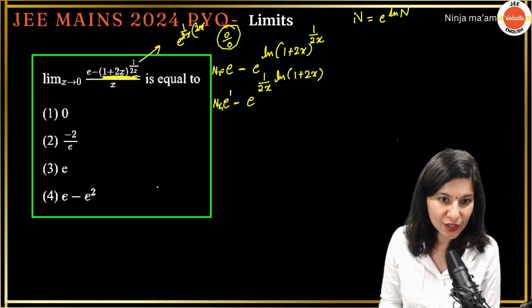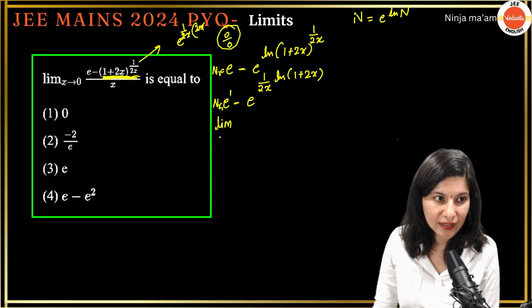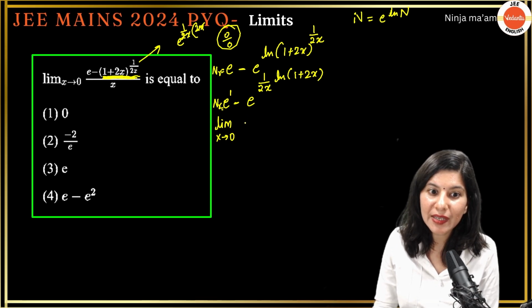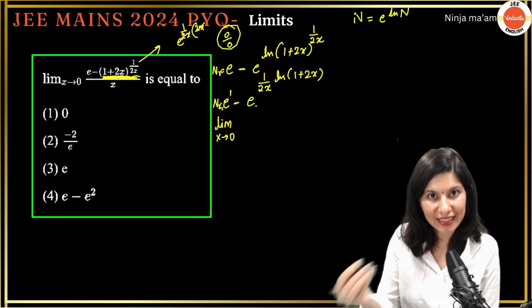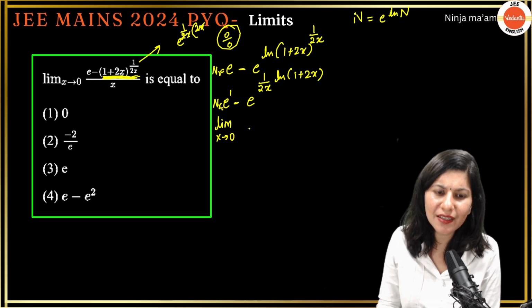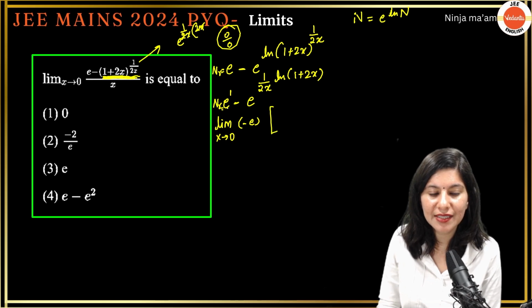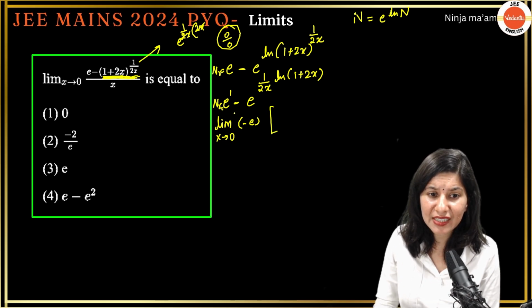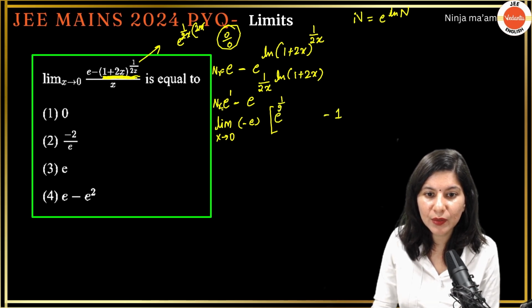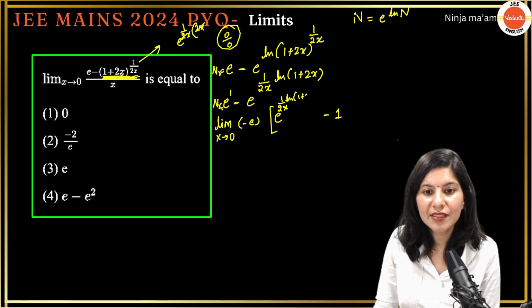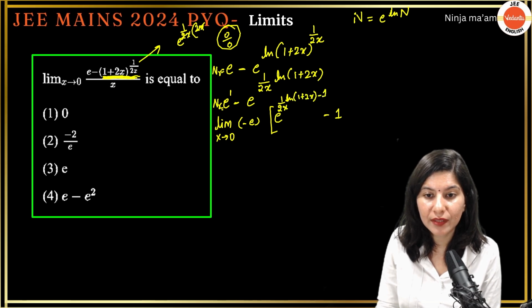So now your expression, let me just write down, limit x tends to 0, and then you are having e raised to power 1 minus this. So I am taking e common because the other thing is complicated. Take e common, and rather, minus e if you take common, this will become minus 1, the very first thing. Minus 1 I'm going to write over here. And this is e raised to power 1 by 2x ln 1 plus 2x minus 1.